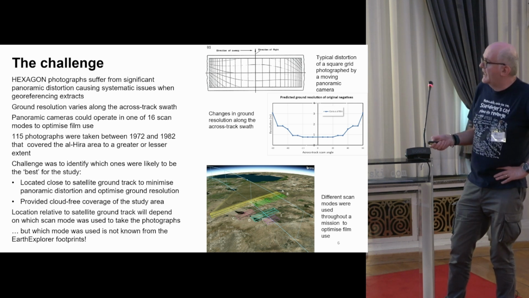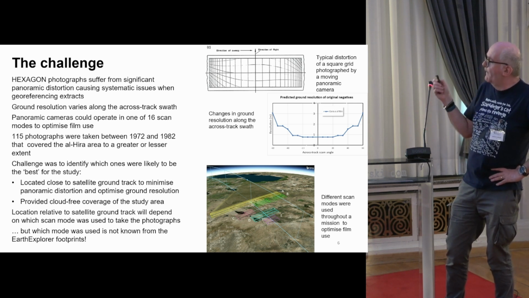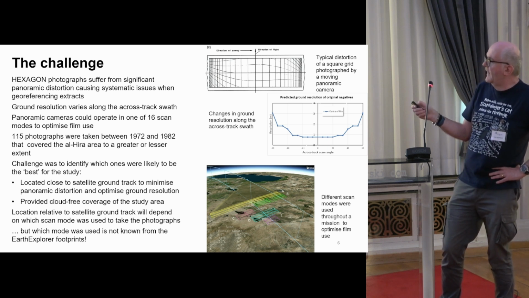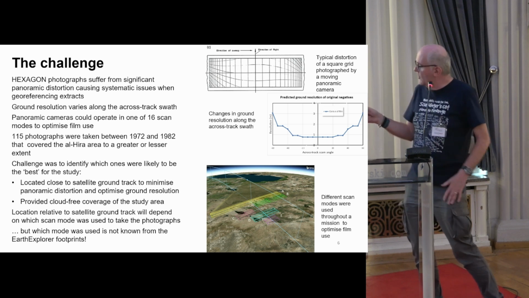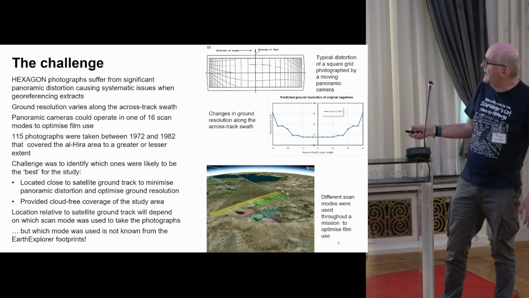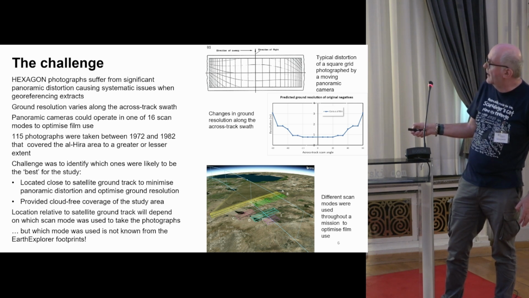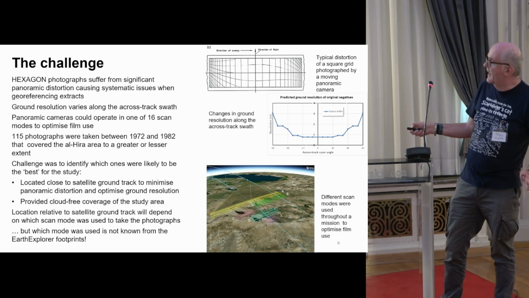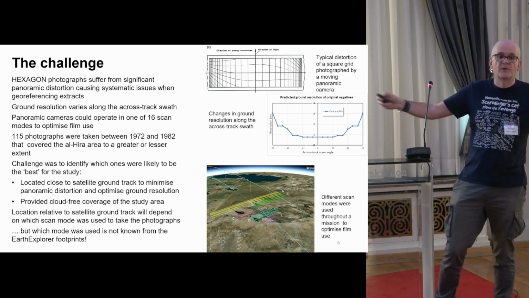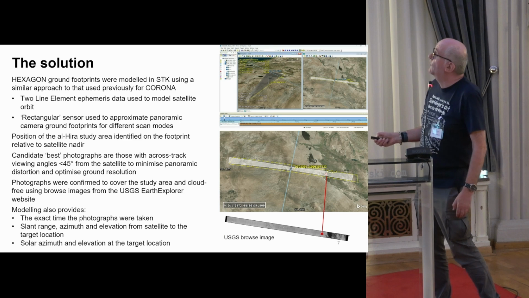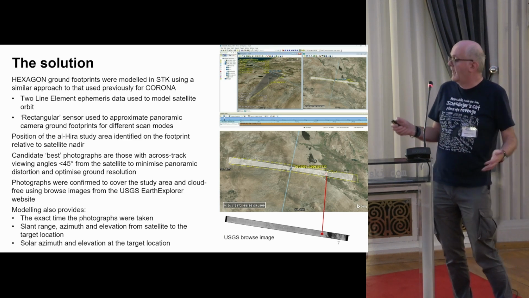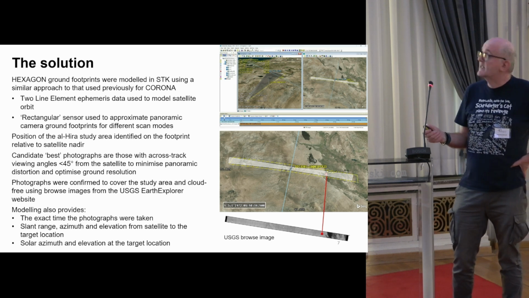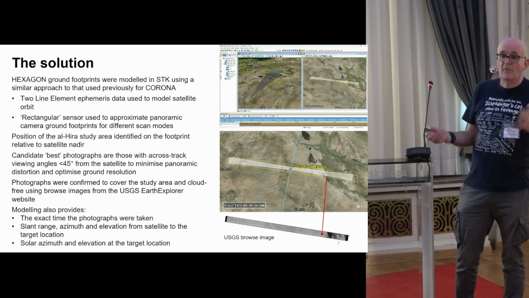And the challenge is that we don't know. We can see what the footprint on the ground looks like from the Earth Explorer, but we'll never know really from just what we can see whereabouts, relative to where the satellite was, the actual target area was, because the further away we get, the more distortion.